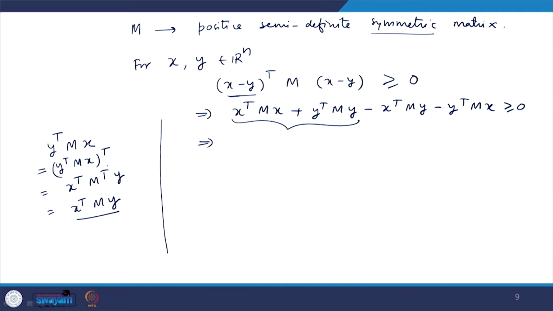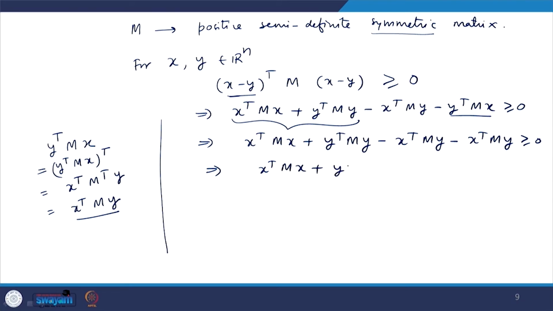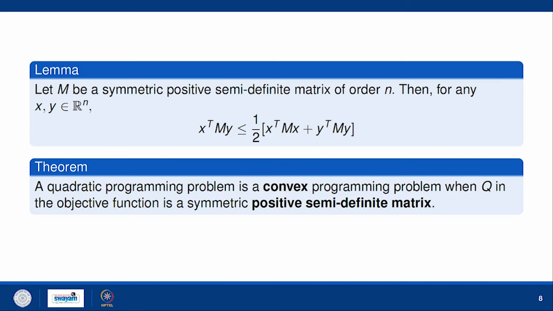So, this further implies, using this, X transpose Mx plus Y transpose My minus X transpose My minus X transpose My is greater than or equal to 0, because this is equal to this, which we have just shown. So, this implies X transpose Mx plus Y transpose My is greater than or equal to 2 times X transpose My. So, if you take this to this side, hence we have proved this result. Now, this result is required to prove the next result.